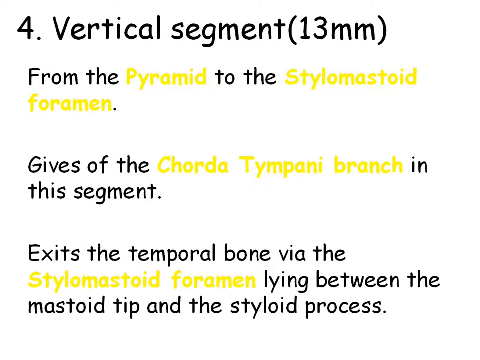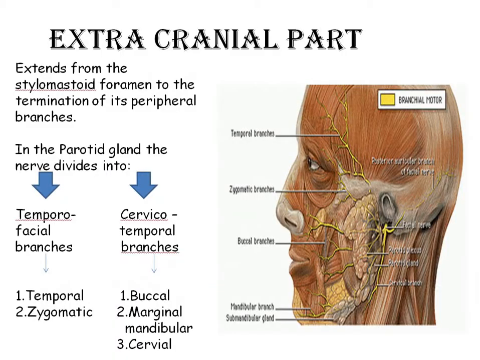The vertical segment is 13 mm from the pyramid to the stylomastoid foramen. It gives the chorda tympani branch in this segment and exits the temporal bone via the stylomastoid foramen, lying between the mastoid tip and the styloid process. Now the extracranial part extends from the stylomastoid foramen to the terminal of its peripheral branches.